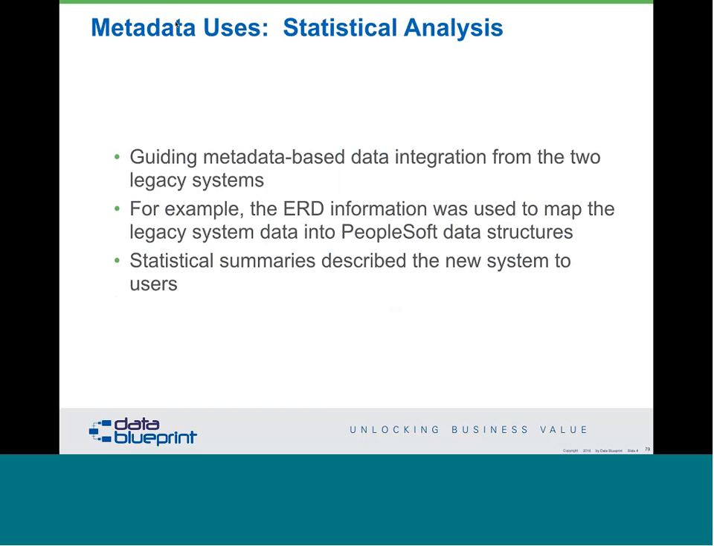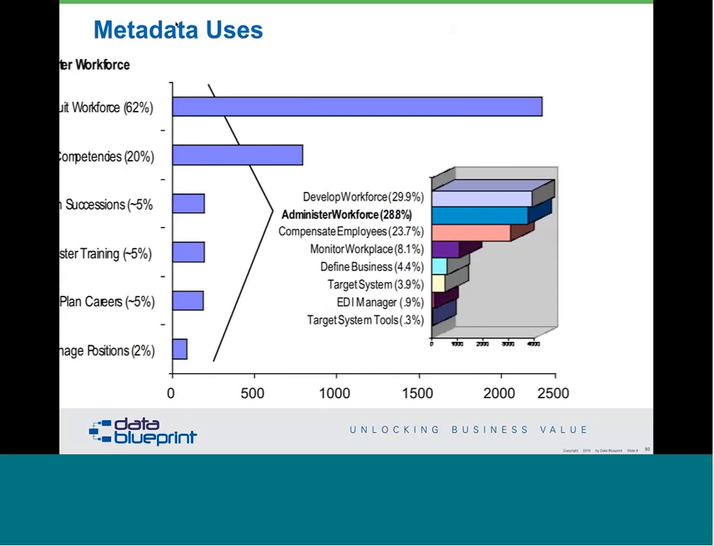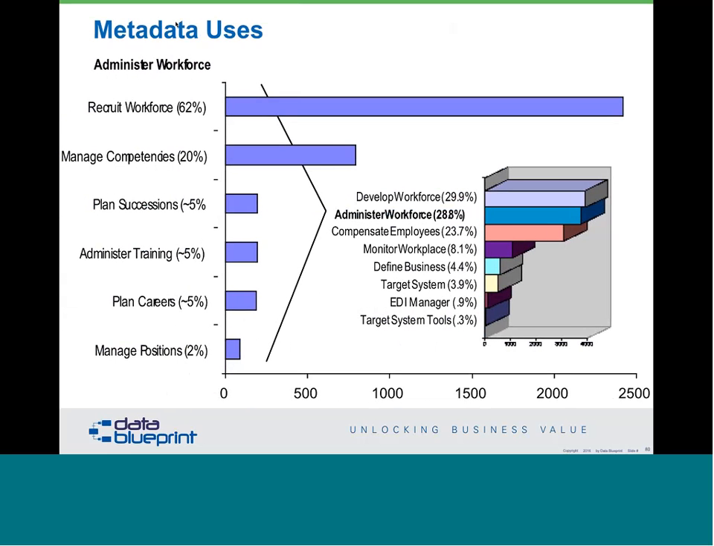We also just ran some statistics on this as well, and I'll show you this one last chart that we put together. So here we were looking at the practice called administer workforce. And we just asked the number of steps that were involved in each of the sub-processes. So again, what you're looking at is administer workforce is composed of recruit, manage competencies, plan successions, administer training, plan careers, and manage positions.